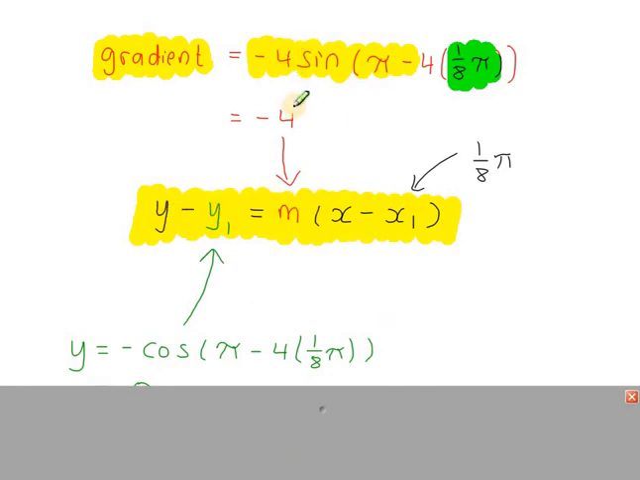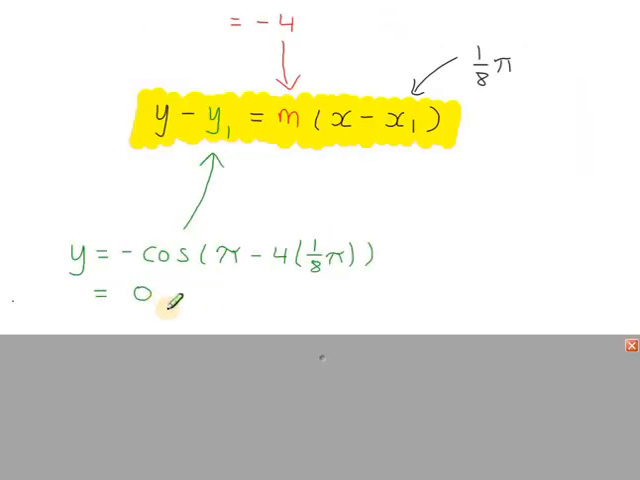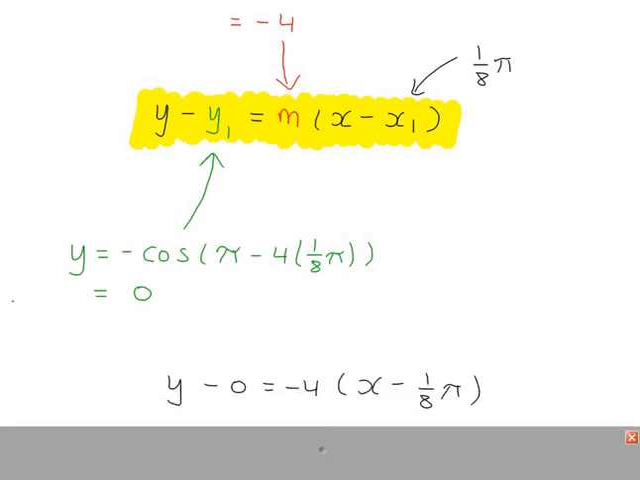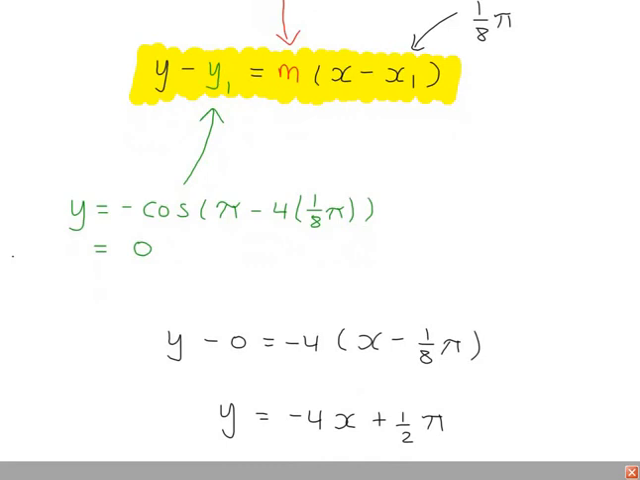We have the gradient, so the gradient here, simplified from the calculator, was minus 4, that goes here. The x coordinate's already given. The y coordinate comes from the equation of the actual curve, this, which is 0. Substitute everything in, simplify, and we have the equation of the tangent.